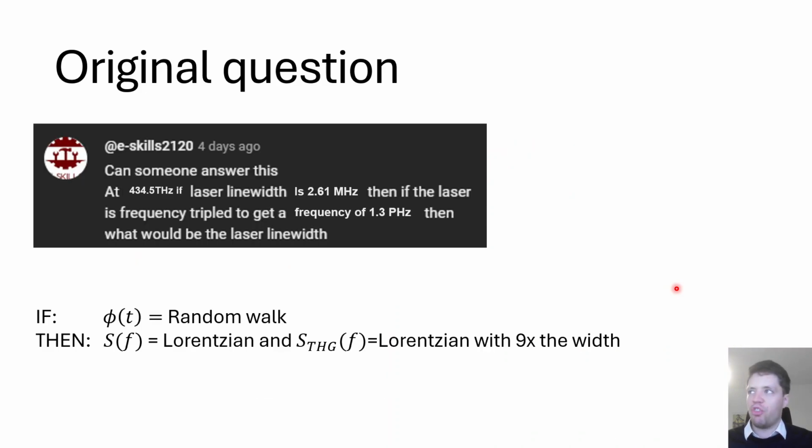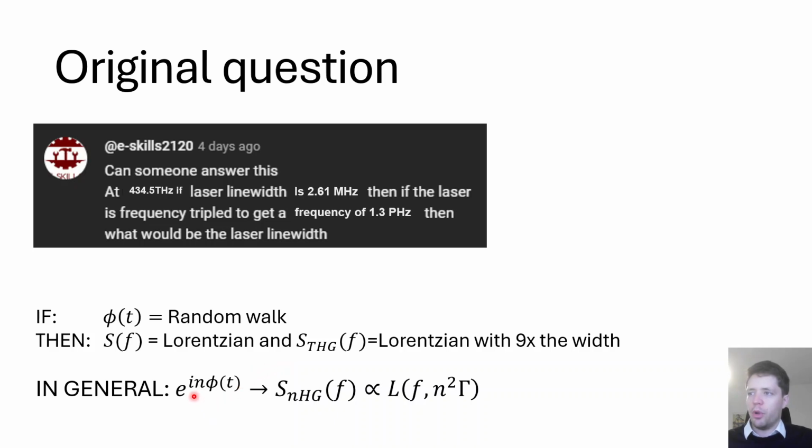So, back to the original question. Essentially, the answer here is that if the phase evolution of the laser can be described by a random walk, which it very often can, then the power spectrum will be a Lorentzian. And if you let it undergo third harmonic generation, you're going to get a Lorentzian out with 9 times the width of the original signal.